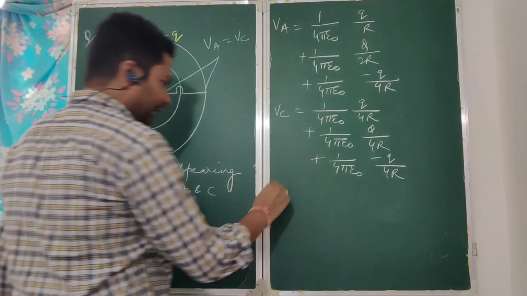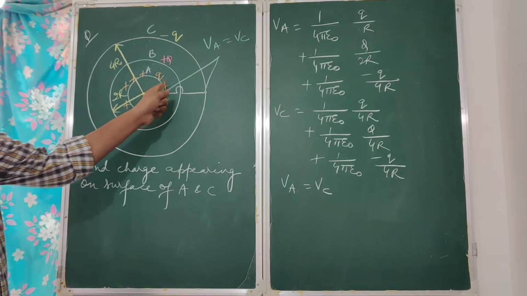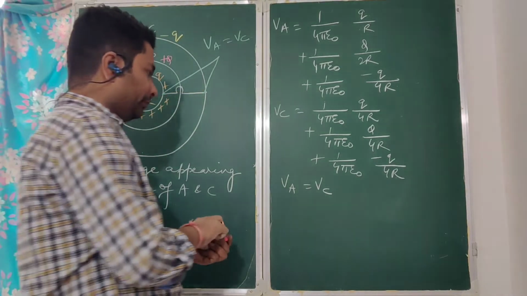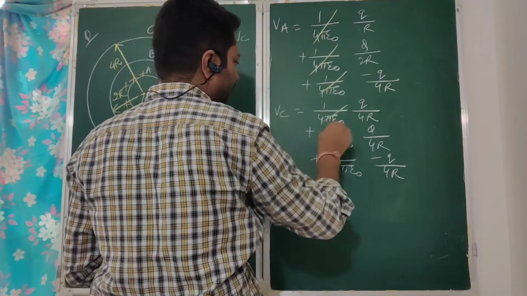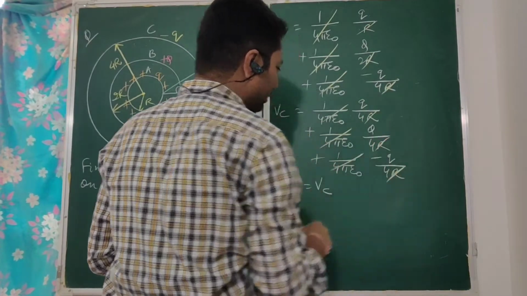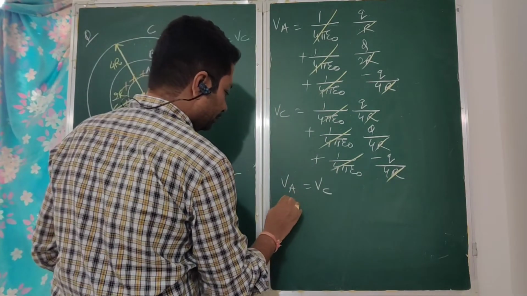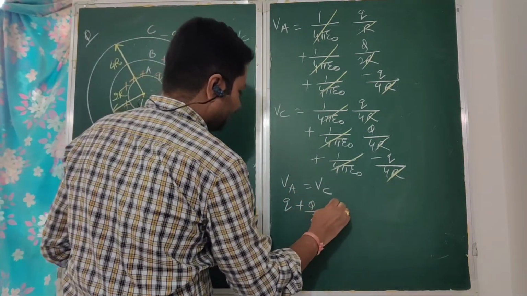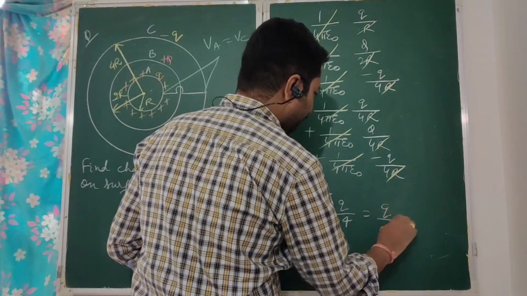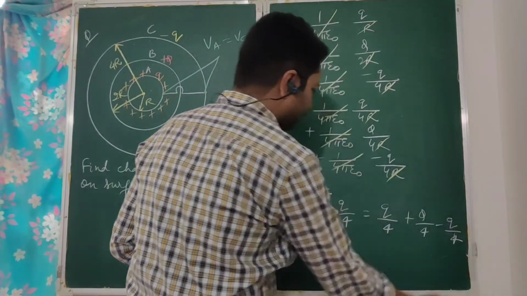So if you are putting the potential at the surface of A equal to the potential at the surface of C, because both are connected by the wire, then what can we write? We can first cancel whatever is the common term on both sides, and after that we can write q plus Q by 2 minus q by 4, and this is equal to q by 4 plus Q by 4 minus q by 4.